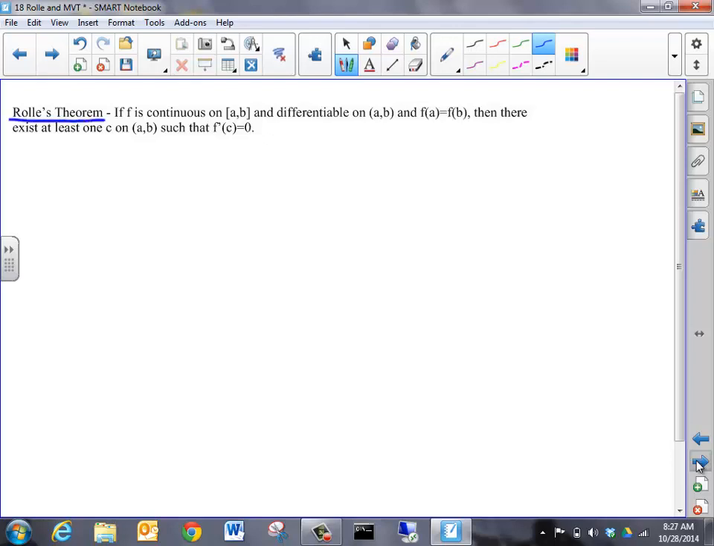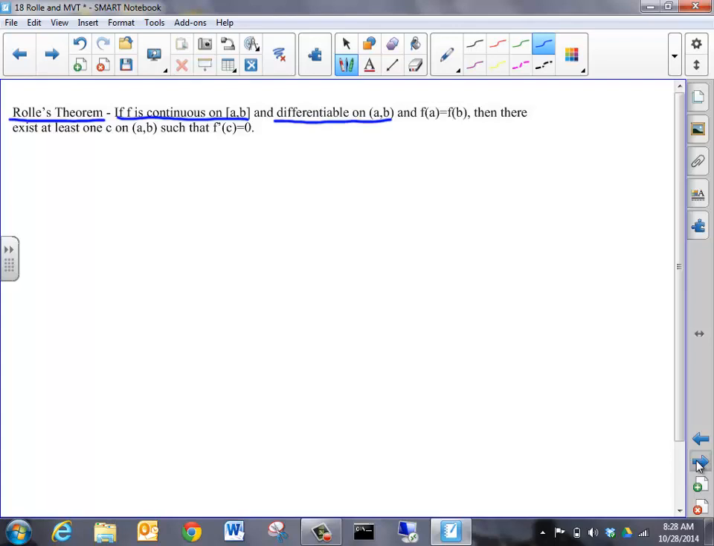This is very mathy, but we're going to try to break it down into things that you can easily understand. If f is continuous on the interval, what does that mean? It's just a continuous function. We can draw it without picking up our pencil. And differentiable on the interval.